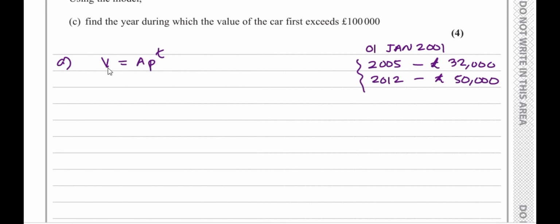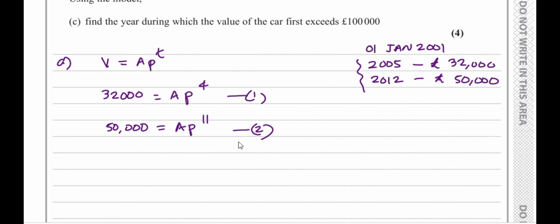What we will do here is, we will put in these values. Instead of V, we will put 32,000 is equal to A P to the power of T will be what? 2005 means it's 4 years after 2001, so 4. Similarly, 50,000 is equal to A P to the power of, this is 2012, so 11 years after 2001. So let's say this is equation 1, this is equation 2. So the greater one is the equation 2. Let's do one thing. Divide equation 2 by equation 1.